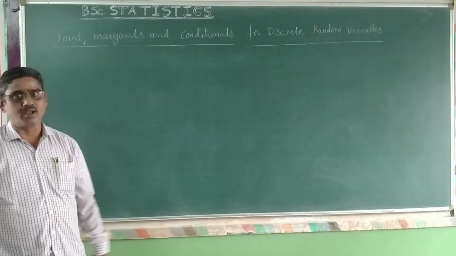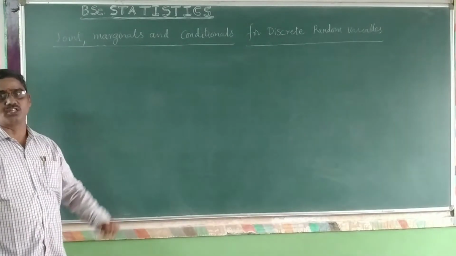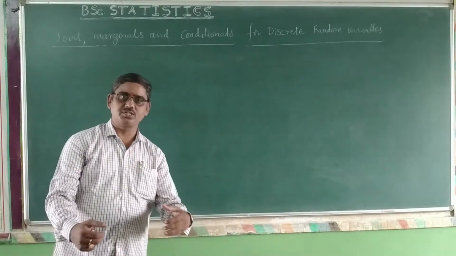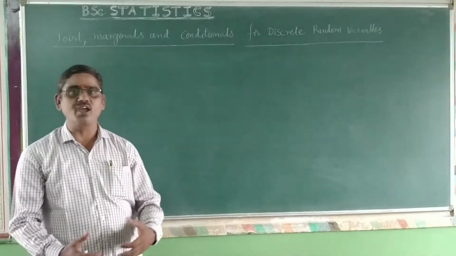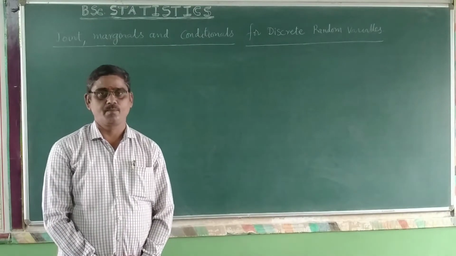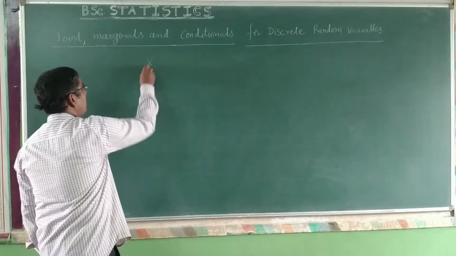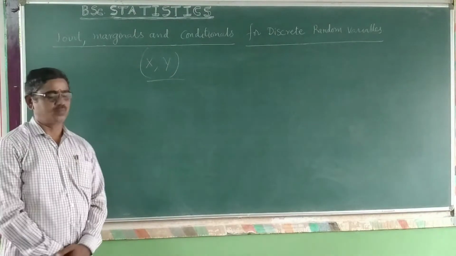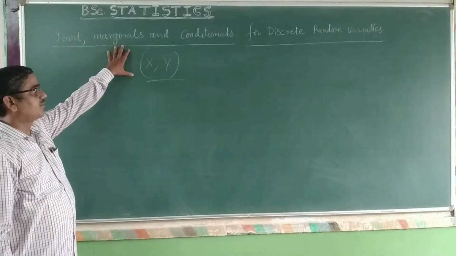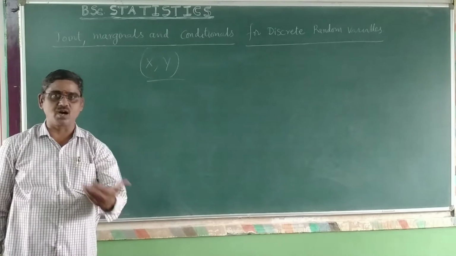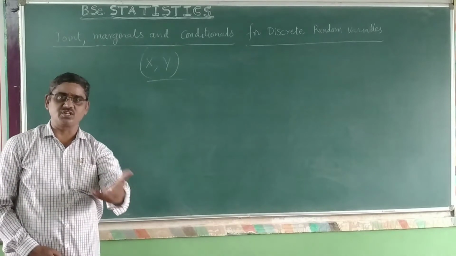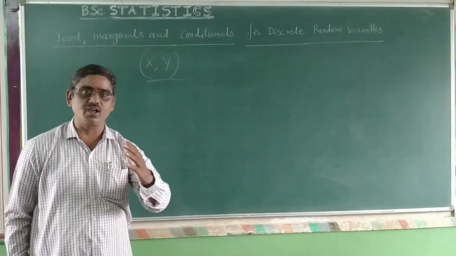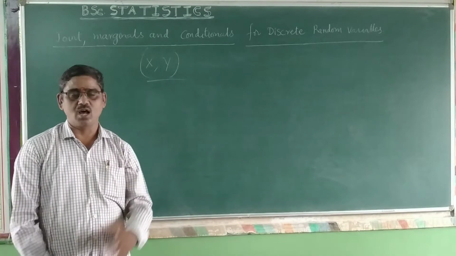In this lesson I explain joint, marginal and conditionals for discrete random variables. This concept is going to be explained in the bivariate random variable case. That is, for example, x and y are two random variables. Then this is the concept we have: joint, marginals and conditionals, which means joint probability mass function, marginal probability functions, conditional probability functions. These exist in the bivariate random variable case or bivariate distribution.